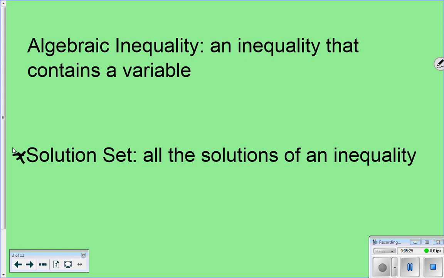The solution set is all the solutions possible for an inequality. You got to remember, inequalities and equations are solved the same way, but their answer means two different things. Okay, so they're solved the same way, but the answer means two different things. Yes. Not today, maybe tomorrow, the next day. So solutions are all the possible solutions of an inequality.